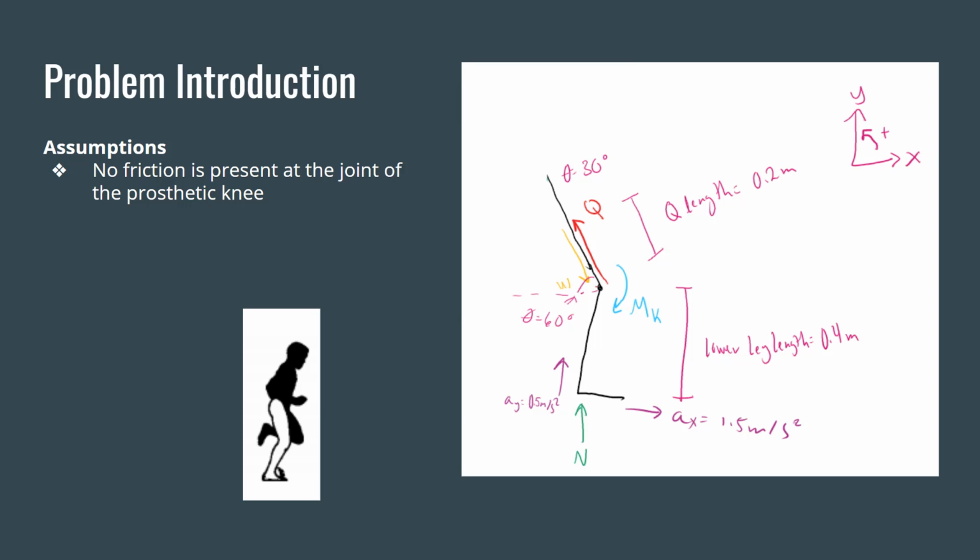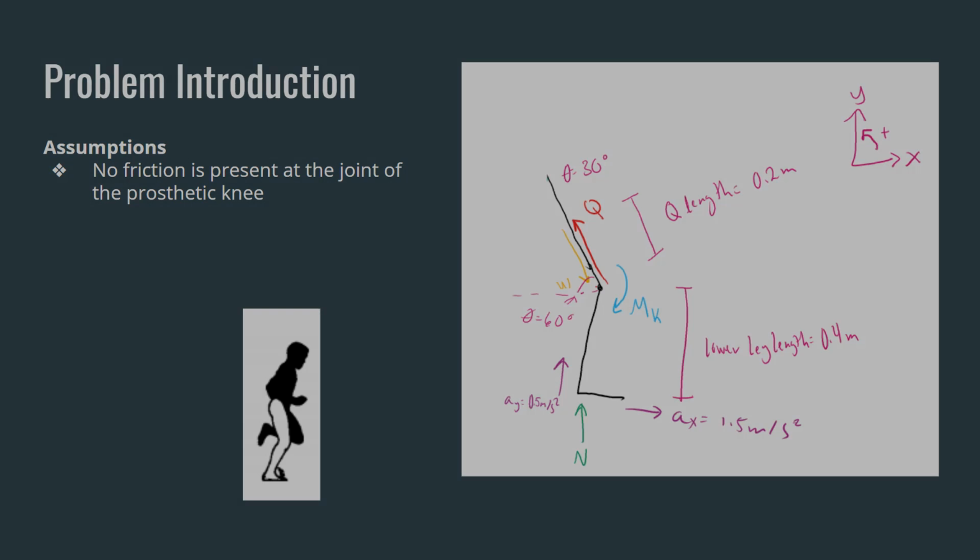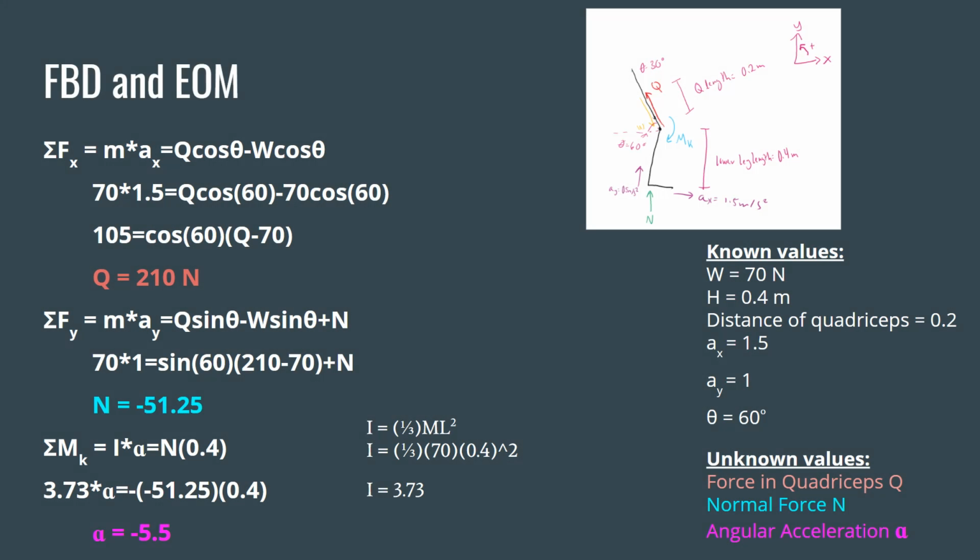We are now going to calculate the forces in the x and y direction as well as the moment about the knee. We will not be assuming the body is rigid for this problem, so we will be using equations of motion to calculate the forces about the knee. We will begin by calculating the force of the quadriceps on the knee using the equation: the sum of forces in the x direction is equal to the mass times acceleration in the x direction. For this problem, we are assuming the acceleration in the x direction is 1.5 meters per second squared.